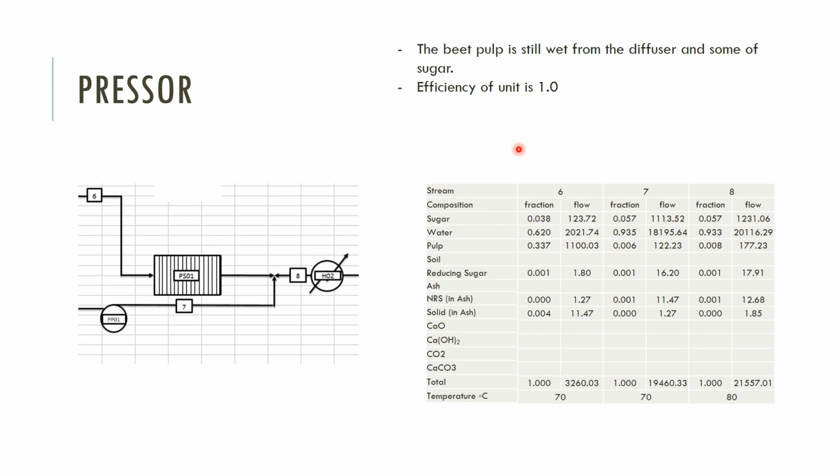In the presser, the beet pulp is pressed from the diffuser and some of the sugar is recovered. The efficiency of the presser is 1. The input of the presser is 3,260 at the temperature of 70 degrees Celsius, and then streams 6 and 7 will combine at the mix point, so the output will become 21,557.01 at the temperature of 80 degrees Celsius.